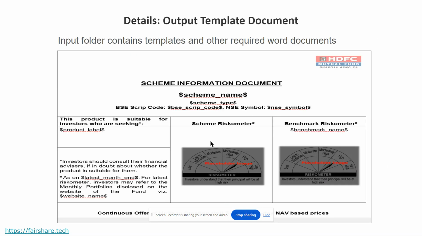So we'll prepare this input folder, taking your help, and this is what we call the template document. For example, scheme name, the riskometers, all these are variables from our point of view. Some of the variables are specific to the AMC, and some are specific to the scheme. For example, the logo is static and will remain the same for the AMC. But the variable names, like scheme name or scheme type, their BSE and NSE script codes, will change based on the schemes. Those are variables that are maintained in the input folder in a specific format.